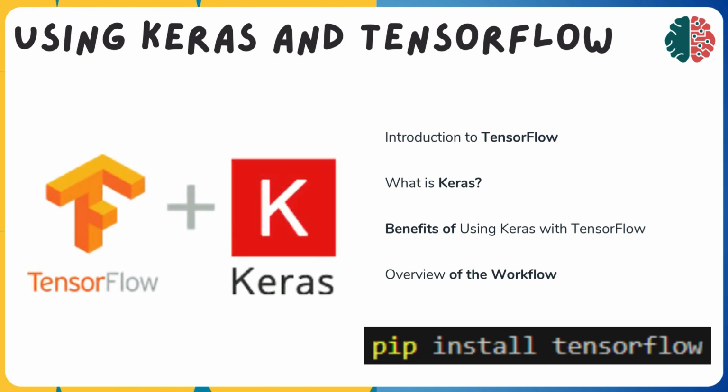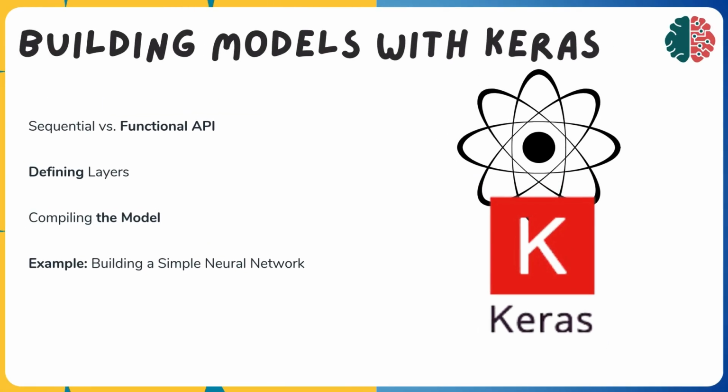To define a model, you add layers such as dense, convolutional, or dropout layers. After defining the architecture, you compile the model by specifying the loss function, optimizer, and metrics.